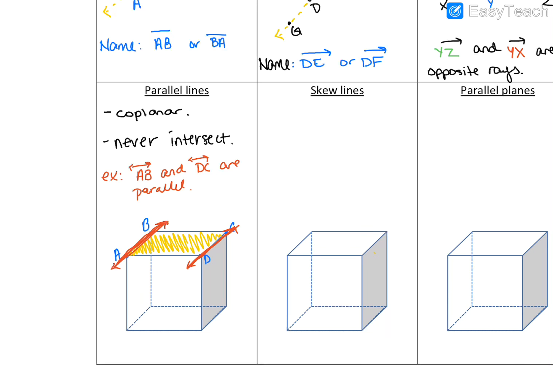Okay, skew lines. Now, this is a term that is probably new to you, and it's very similar to parallel lines because these lines can never intersect. But there is a difference in their definition. These ones are non-coplanar, so they are not going to be on the same plane, meaning they don't necessarily have to go in the same directions. You'll notice that these appear to be going in the same direction. So let me draw in an example so you guys can kind of see it.